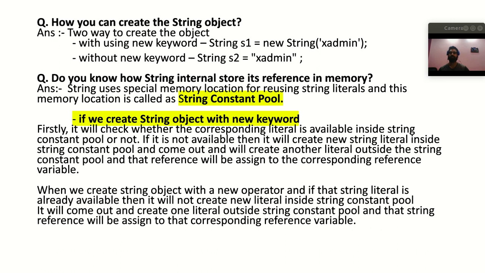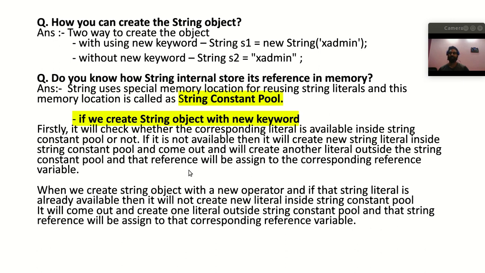So you have to understand that if we create a string object with a new keyword, first of all it will check whether the corresponding literal is present inside the string constant pool or not. Basically it checks whether the xadmin literal is available inside the string constant pool or not. If that is not present, then it will create one reference there, and then it will come out, and inside the heap memory it will again create another reference, and the reference will be assigned to the corresponding reference variable, right?